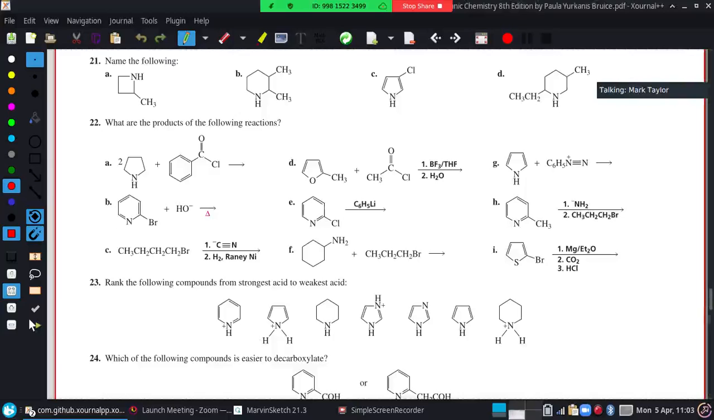Alright, so this first one, a couple ways to name that. Probably the easiest way is to name it with the AZA prefix. So the AZA just says there's a nitrogen in it and it defines our number 1 location. So that first one, I'd be saying the ring is an AZA cyclobutane with a methyl in the 2 position. So full name, fully IUPAC, 2-methyl AZA cyclobutane.